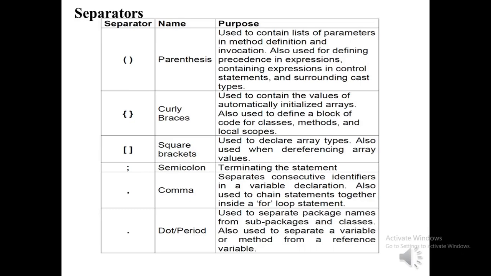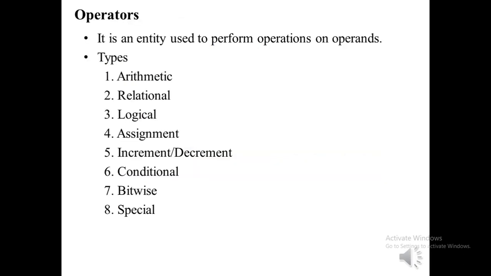The next separator is the semicolon. It is used for terminating a statement. The next separator is the comma. Comma separates consecutive identifiers in a variable declaration, and is also used to chain statements together inside a for loop statement. The next separator is the dot or period. It is used to separate package names from sub-packages and classes. It is also used to separate a variable or method from a reference variable.